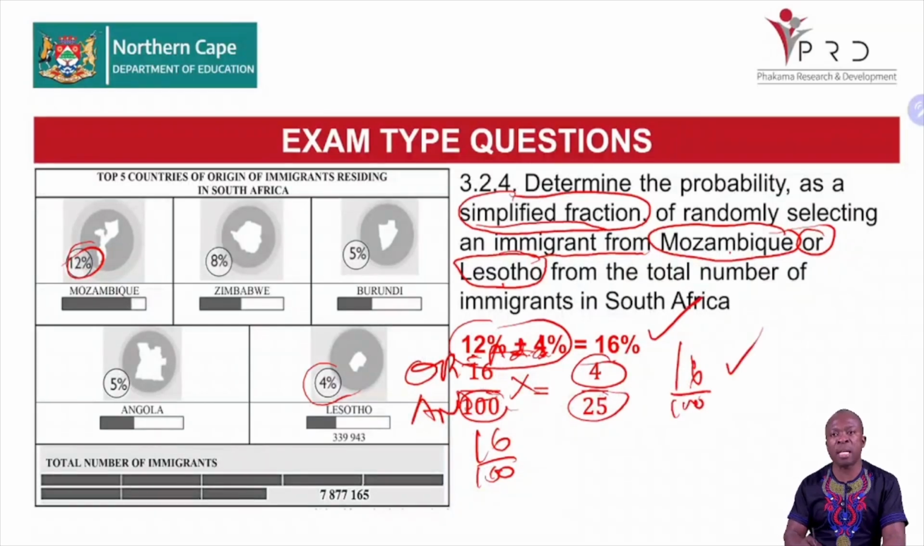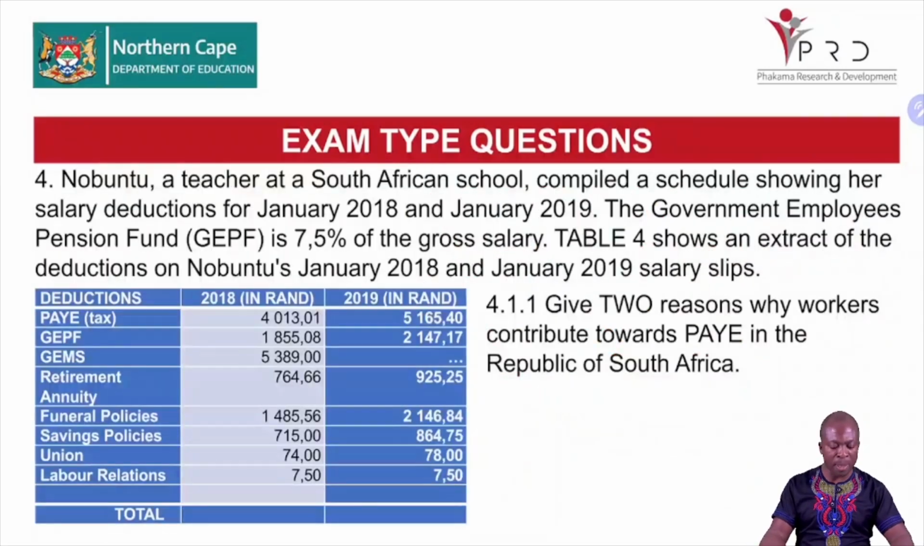Then, if you're able to write in the simplified form, you get the other marks. But even if you don't reach there, at least out of 3, you should be able to get 2. That's how you become better. That is how you end up getting more marks.